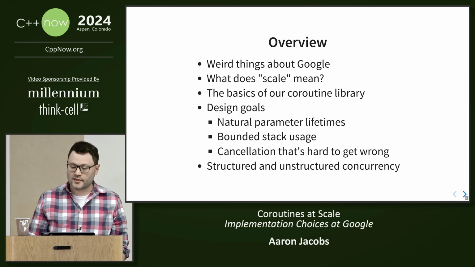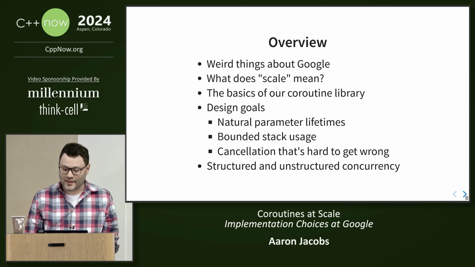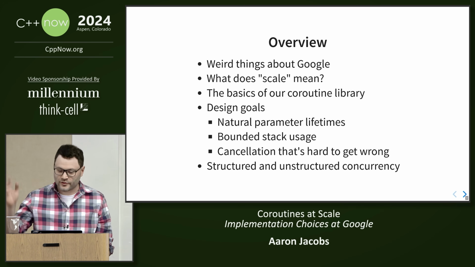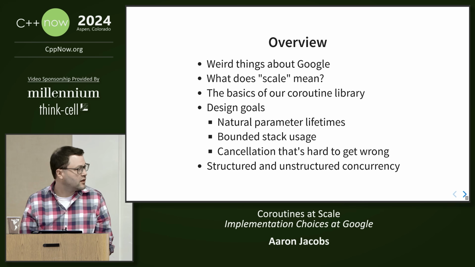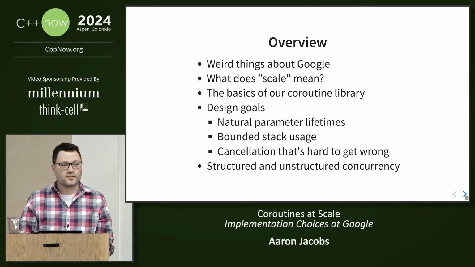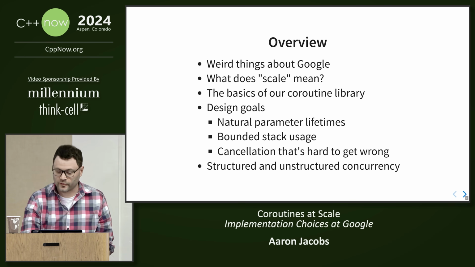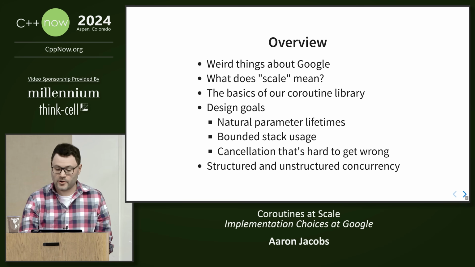We'll begin with things that are weird about Google, and then I'll talk about the two sorts of scale that we're interested in here. That's both efficiency and the ability to scale to thousands of engineers using the library easily. After that, I'll show the basics of what the coroutine library looks like. And then we'll dive into the deeper technical parts. We'll talk about lifetime rules for coroutine parameters, bounding stack usage of the coroutine library, and implementing really good cancellation support.